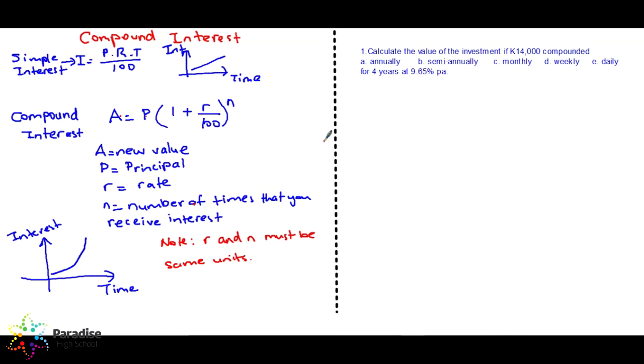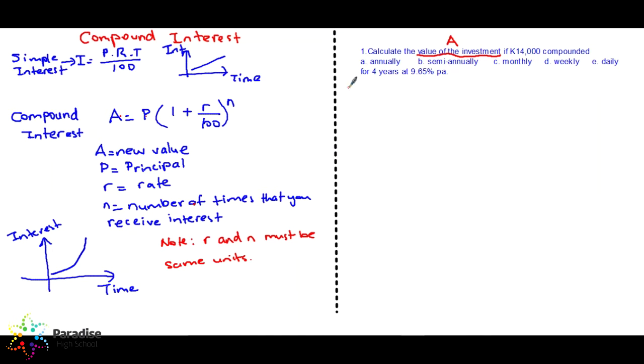Calculate the value of investment. The first thing is, when you see value of investment, it is a very important phrase. That means they are asking you to find A. If 14,000 kina is compounded A) annually, B) semi-annually, C) monthly, D) weekly, E) daily, for 4 years at 9.65% per annum. It means that you are investing your money, 14,000 kina, in a bank or a financial institution, and you receive compound interest, compounded for 4 years at 9.65% per annum.